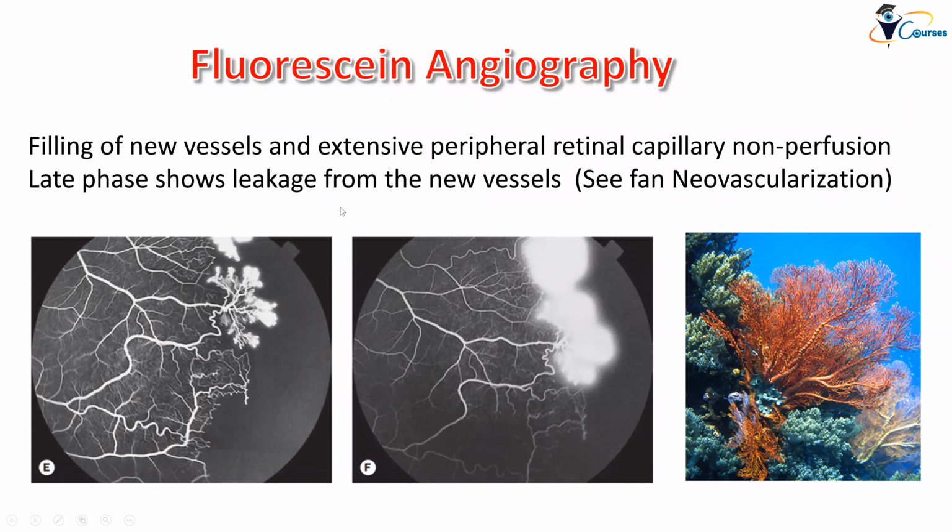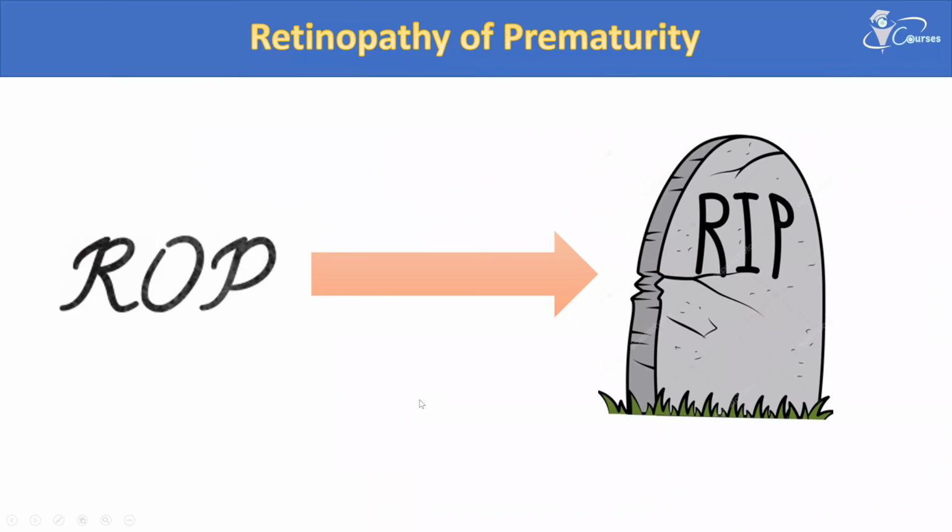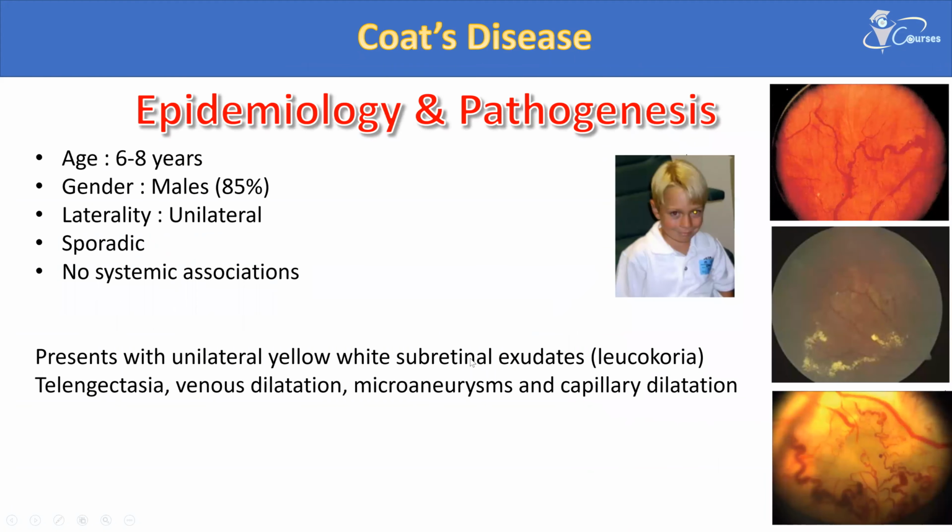Okay, so this is the sickle cell retinopathy. I hope that this is clear. And another disease is the retinopathy of prematurity. It was already covered in the pediatric ophthalmology, so you can refer to the classifications and the management of different stages of retinopathy of prematurity from the pediatric ophthalmology lecture. The next disease is the Coats disease.